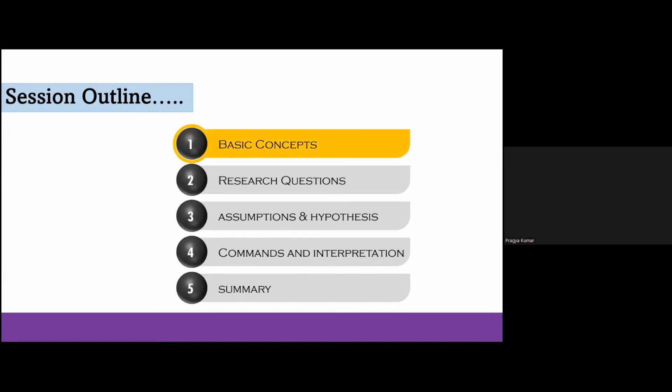First, we'll learn the basic concepts. Then we'll see what the research questions are, to answer which we need the chi-square test of association. What are the assumptions and hypotheses for the chi-square test of association? What are the commands and how do we interpret them? And at the last, the summary of all the commands.